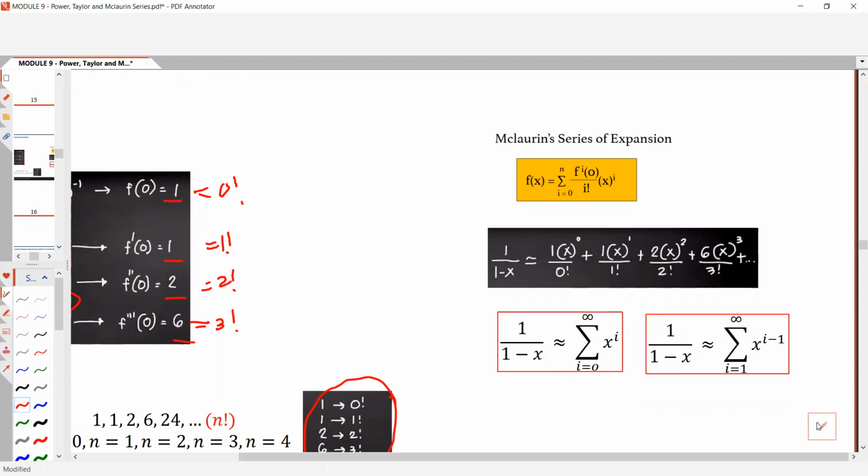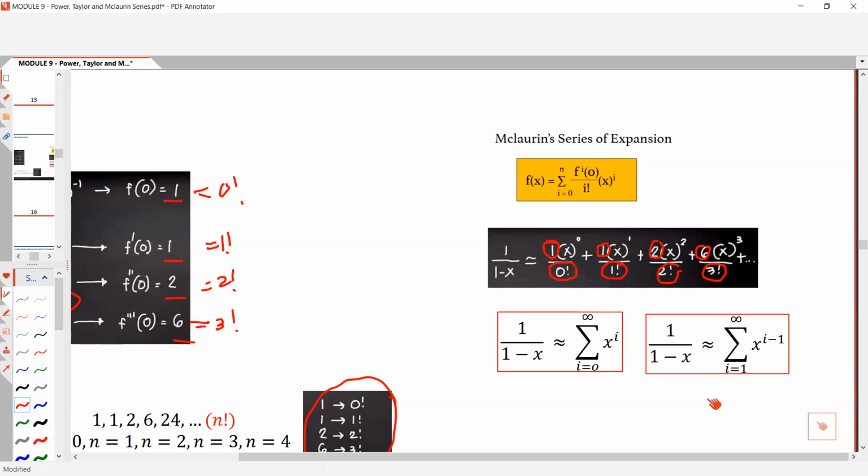Kung mapapansin nyo, class, nakaka-cancel ito. Hindi ko pala nasabi, nakaka-cancel ito and ito. May factorial ka sa taas, may factorial ka sa baba, so ibig sabihin nakaka-cancel yung numerator and denominator. So what you have left is yung powers na lang ng x.